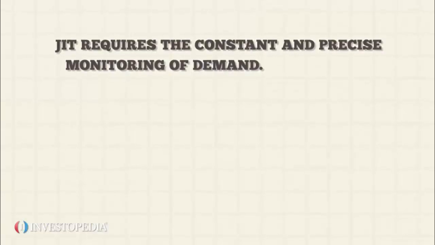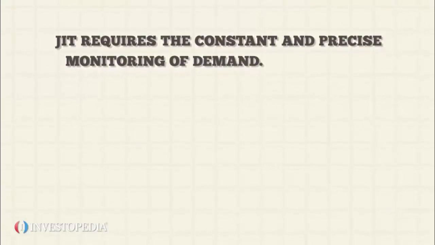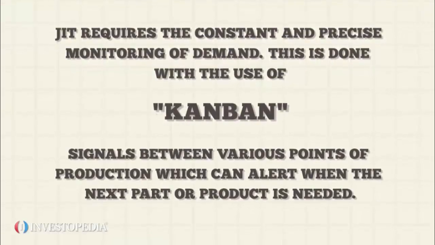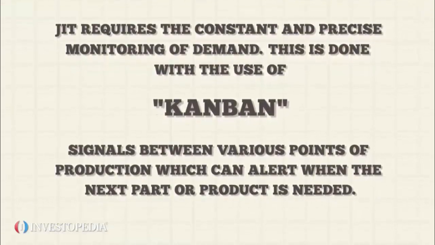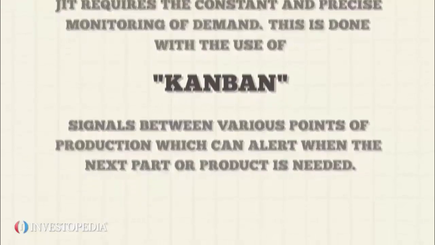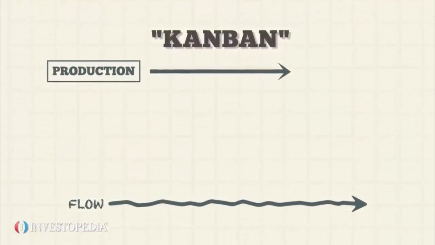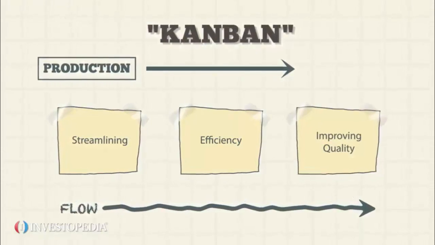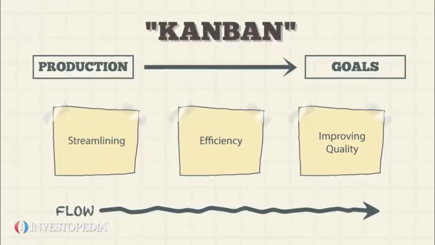JIT requires the constant and precise monitoring of demand. This is done with the use of Kanban, signals between various points of production which can alert when the next part or product is needed. Kanban helps facilitate the continuous objectives of streamlining, efficiency, and improving quality, all of which are key goals of JIT.